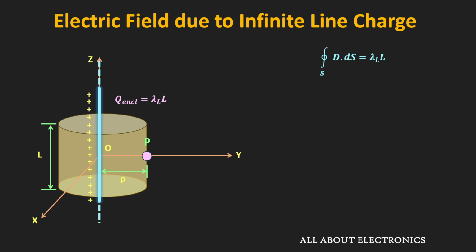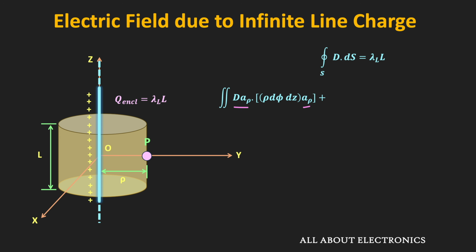So for this curved surface, if we write the integral term, then it can be written like this. So here, the D can be written as D times a rho. And here, for this curved surface, the differential surface area can be written as rho times d phi times dz. And here, the unit vector for this surface will point radially outward. So that is why we have this a rho term.